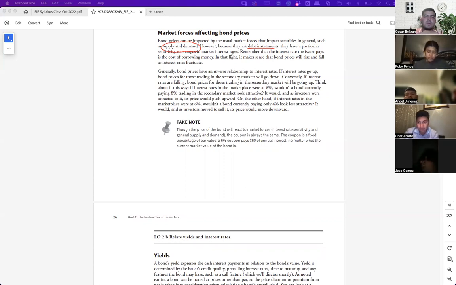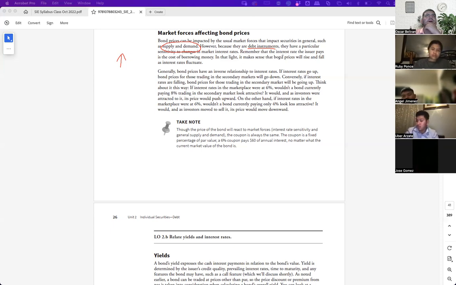So right now, what's going on with the interest rate with the Feds? Going up. Yep. So that is going to affect bonds. Later on when you're reading the book, if the Feds raise the interest rate, you're going to find out if bonds are going to go up or down. But more than likely, bonds have an inverse relationship with interest rates.